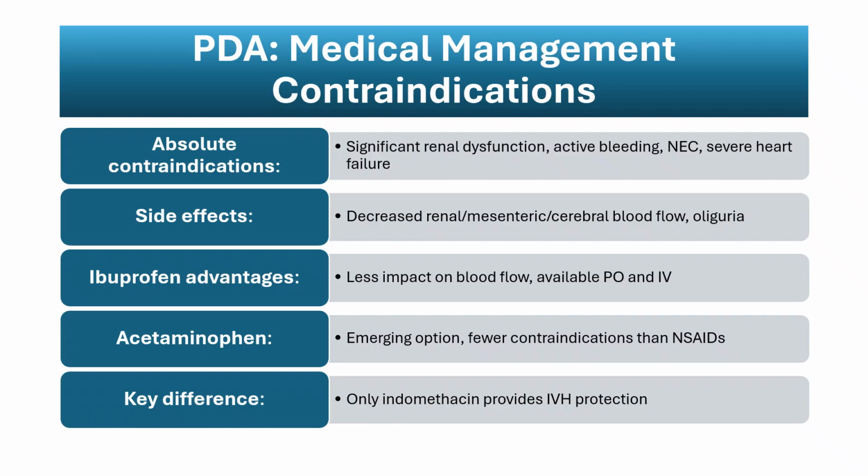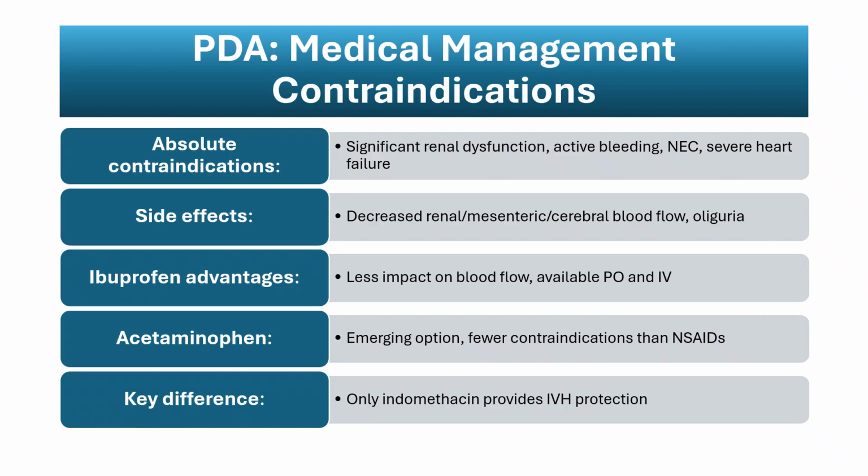Ibuprofen has advantages. It produces less reduction in organ blood flow compared with indomethacin and is available both orally and intravenously, offering flexibility in administration. Acetaminophen is an emerging alternative. It also inhibits prostaglandin synthesis, but has fewer contraindications than nonsteroidal anti-inflammatory drugs, making it an option when renal function or bleeding risk precludes indomethacin or ibuprofen.